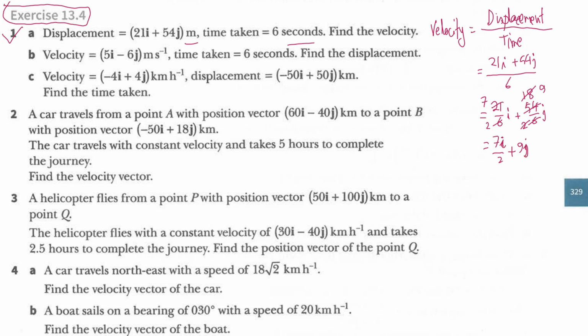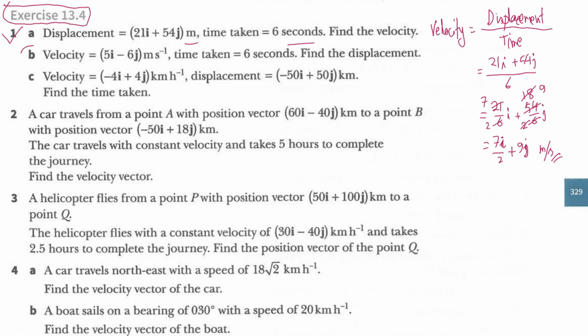Actually we know that i is the unit vector in the x-axis and j is the unit vector in the positive y-axis. That's the total information, and its unit is definitely meters per second because the displacement is provided in meters and time is in seconds. Hope you understood the way we did the question.